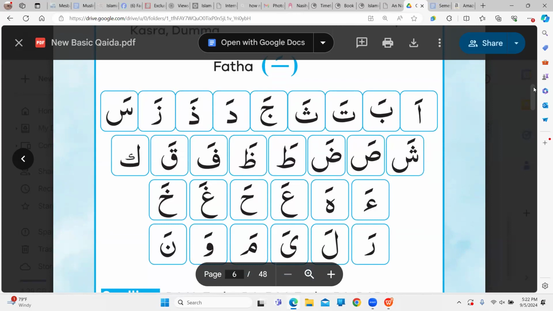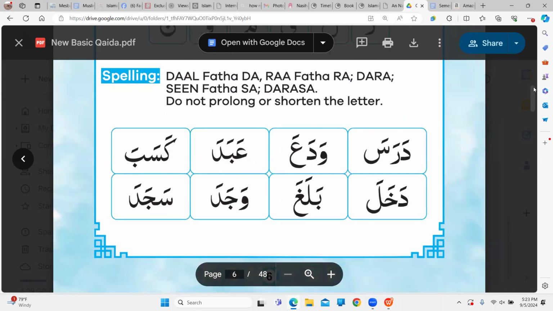It becomes, now you have ba. He knows the ba, she knows the ba. So we say, what is on top of the ba? There is a fatha on top of the ba. So if you add fatha on the ba, what does the ba become? The ba becomes ba. So in this manner, they learn.